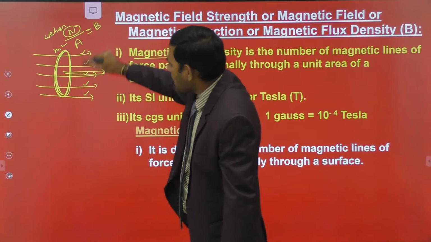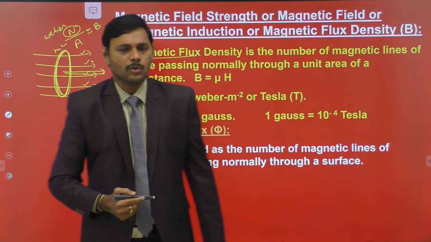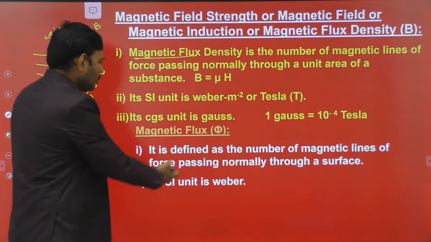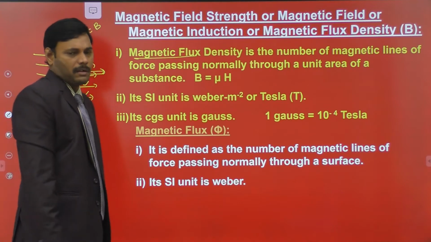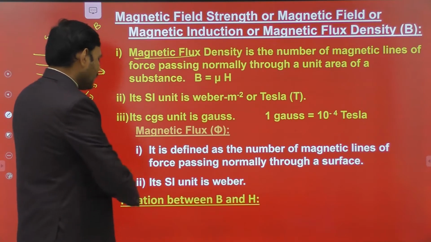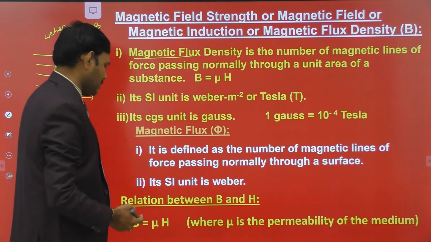Then the total number of magnetic field lines passing through an area normal to it is known as magnetic flux. And the SI unit of magnetic flux is Weber. Weber is the SI unit. Then the relation between B and H, we already wrote that relation, B is equal to mu H.